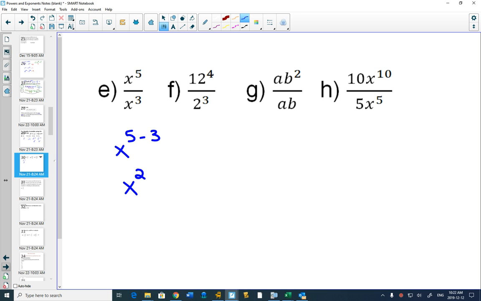The next one, you could simplify it with your calculator, but you cannot simplify it with powers because the bases are different.